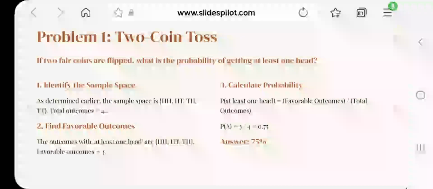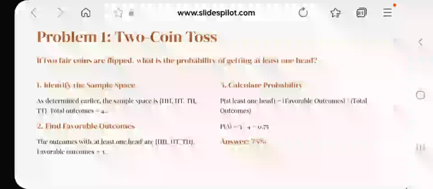Now let's work on some problems. If two fair coins are flipped, what is the probability of getting at least one head? Well, let's begin by writing out the sample space for flipping two coins. So it could be heads, heads, heads, tails, tails, heads, or T and T.